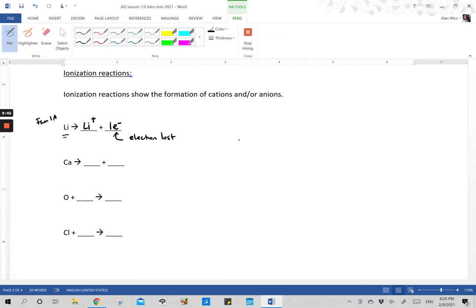When you look at calcium, think about, again, how many valence electrons does calcium have? Calcium belongs under 2A. Okay, when it loses electrons, it will lose 2 of them. What's remaining after it loses those 2 electrons? It's your calcium cation. Okay, so again, electrons lost. Now, both of these are examples of metals undergoing ionization.